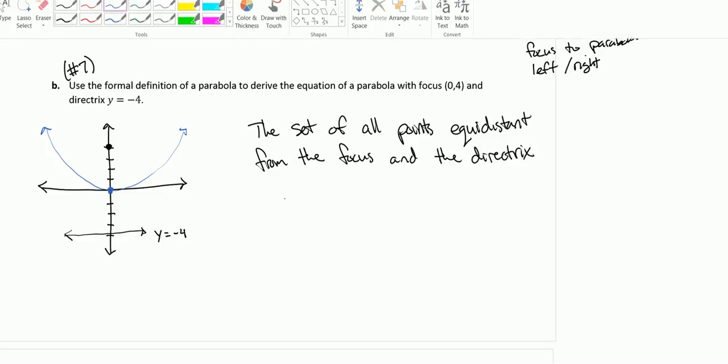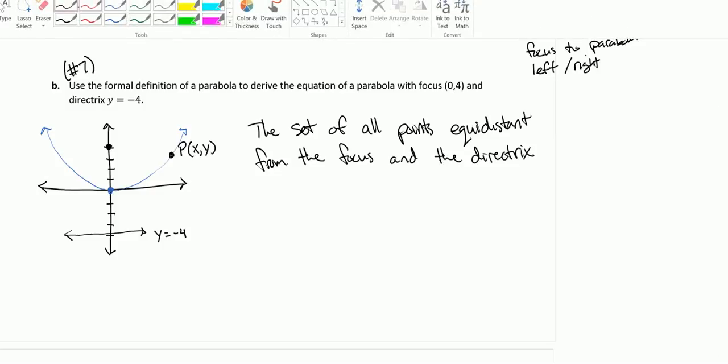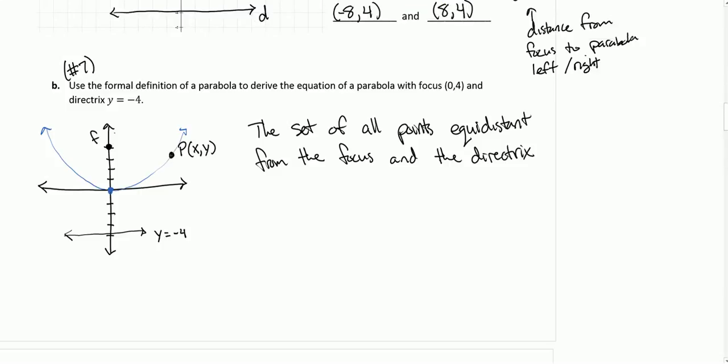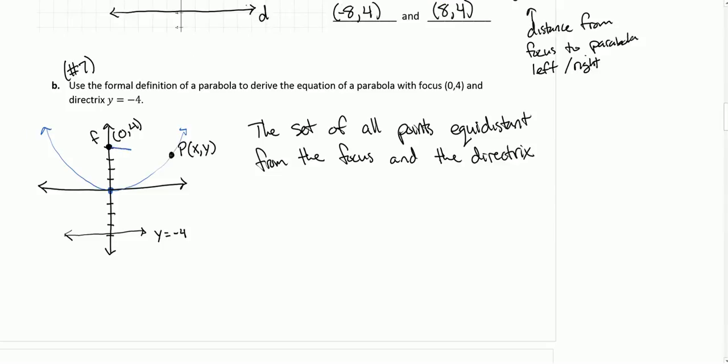So we'll pick a generic point on our parabola, point P, which is some generic x and y, and here's our focus, which is at 0, 4. And the distance right here, I'm going to use a different color. So here's a segment from F to our point here. And then I want to draw the distance from that point to our directrix, which is going to be a straight drop down.